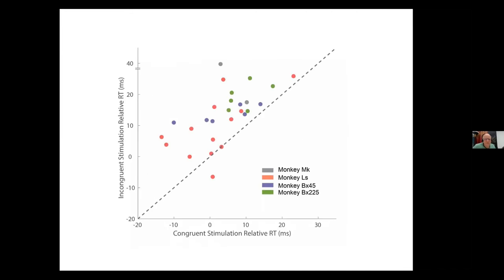Okay. This is now just the summary results from many experiments we did in three monkeys. And you can see that with incongruent stimulation, we can get longer relative reaction times versus when we stimulate congruent with a natural pattern.